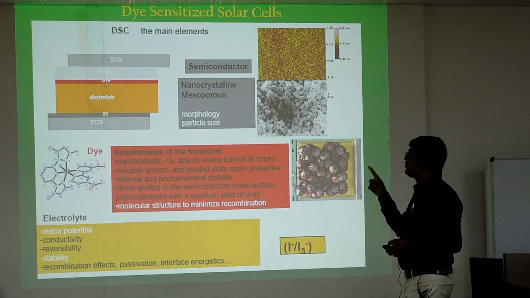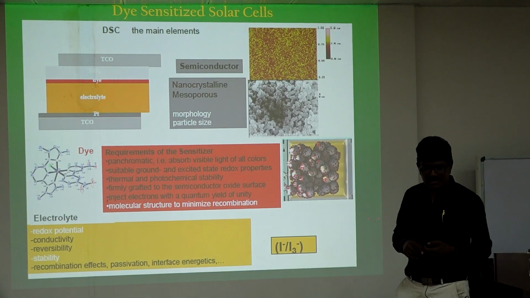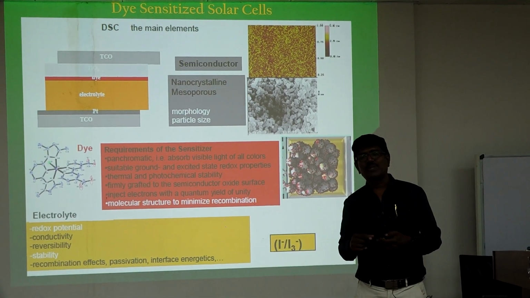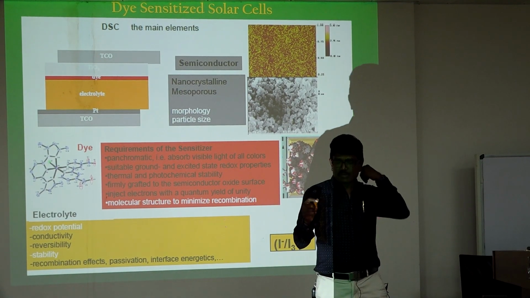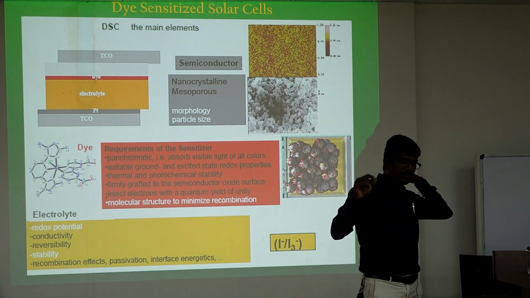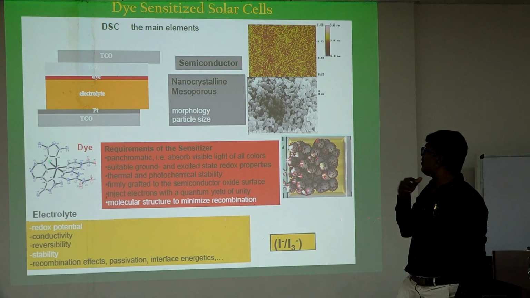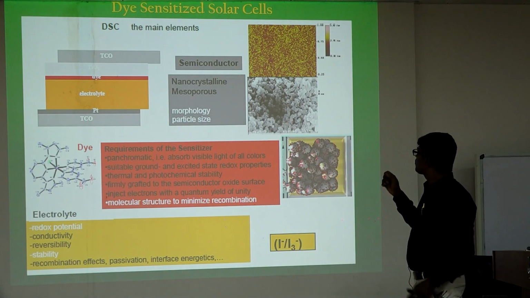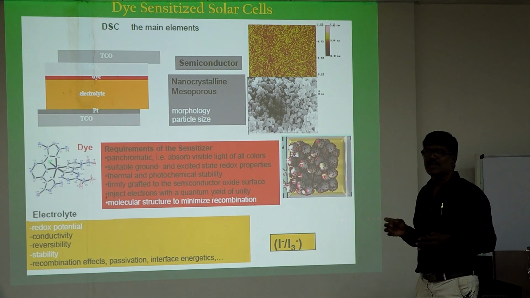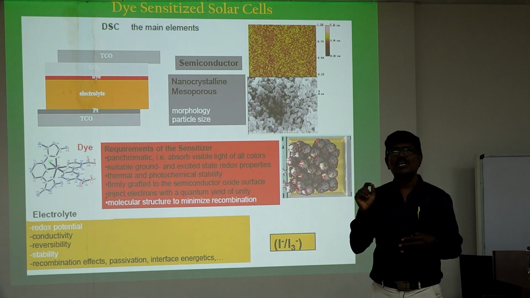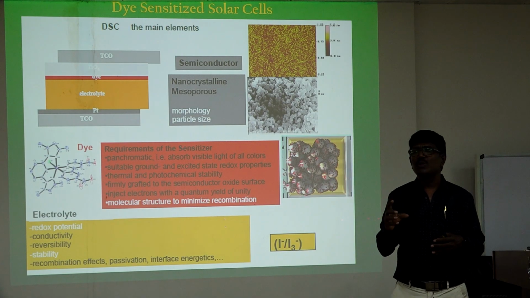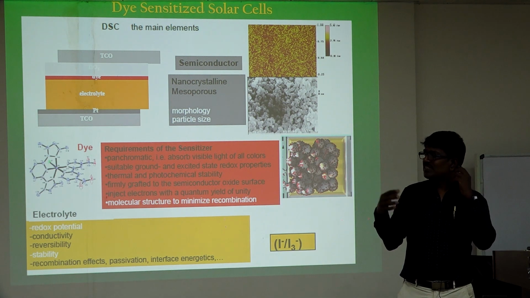Second part, we need a semiconductor. The semiconductor we need is particularly TaO2. Some people use zinc oxide, but mostly in the case of solar cells, we use TaO2 semiconductor. And TaO2 is a semiconductor which has a band gap of 3.2 electron volt, which can absorb only UV light. It won't absorb any visible light.